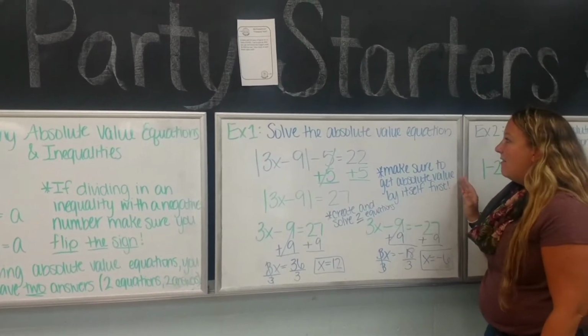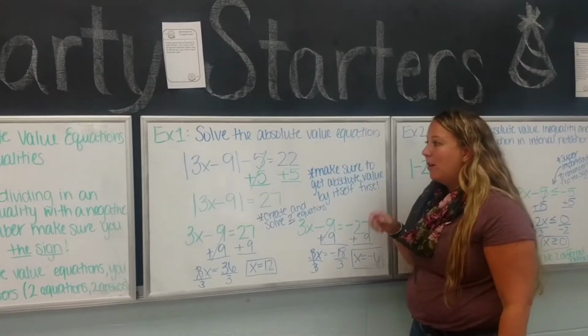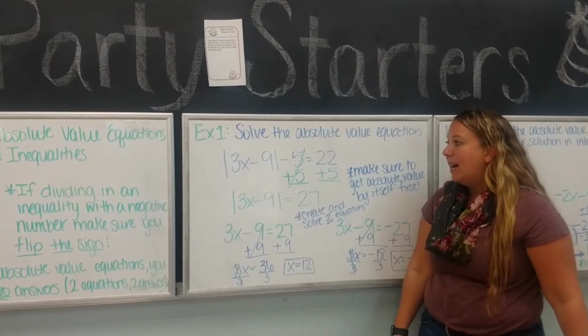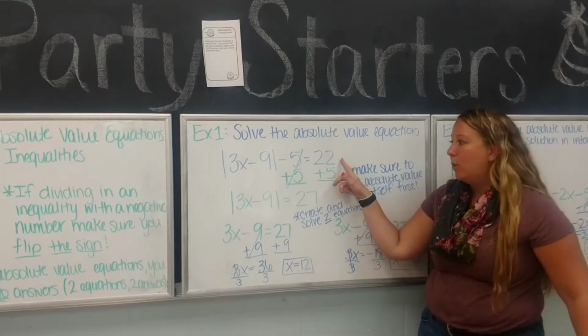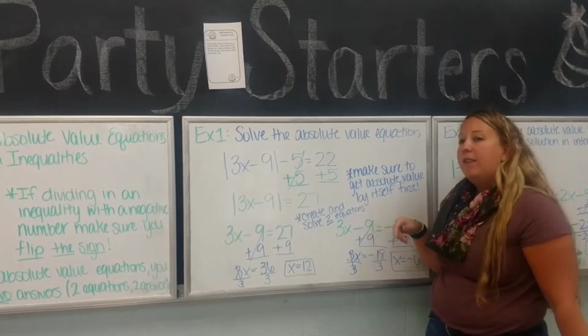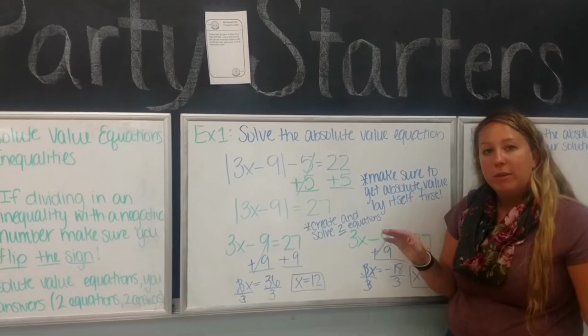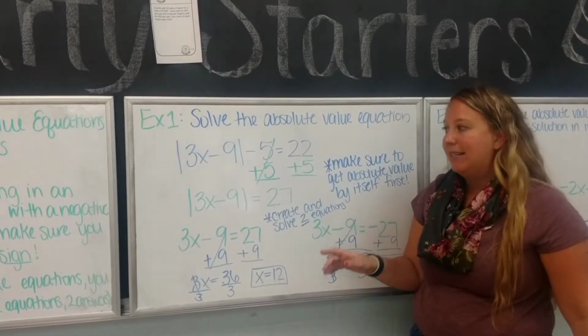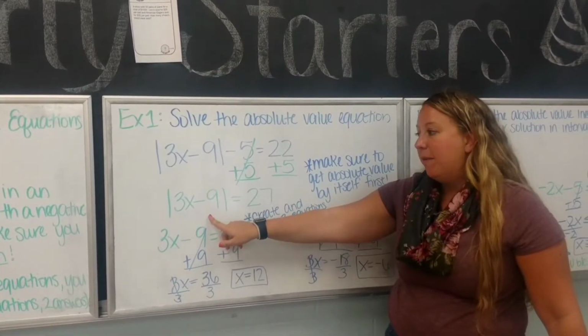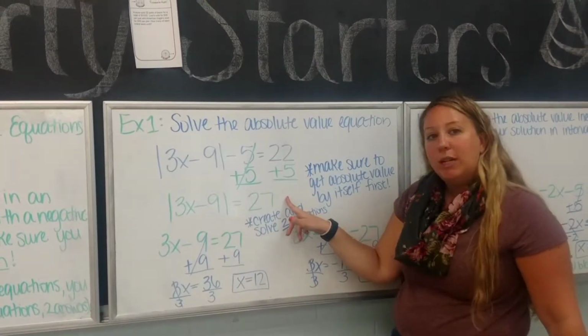Example 1 says solve the absolute value equation. Our absolute value equation says the absolute value of 3x minus 9, minus 5, equals 22. The first thing you want to do is make sure to get the absolute value by itself before we start solving. So I'm going to add 5 to both sides, and I have the absolute value of 3x minus 9 is equal to 27.